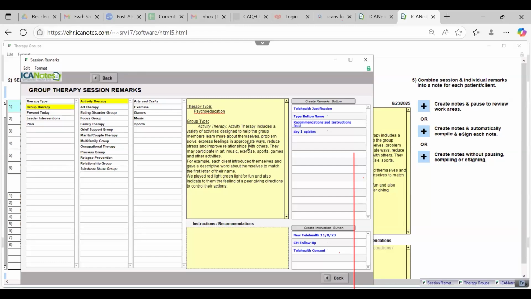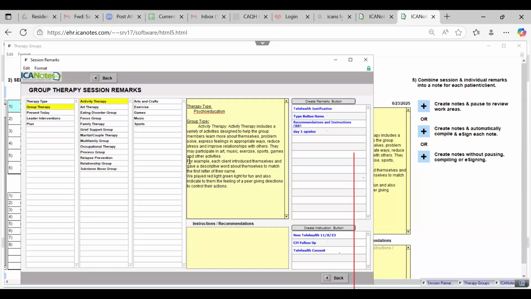Go ahead, Ms. Catherine. Okay, so if you all see, we went to group therapy, activity therapy. You all talked about some practical things that reduce stress, that improve relationships, and also some games and things like that. You can also type in this box. I don't know if you all saw while we were in here, the template automatically types in. We can also add our own things.